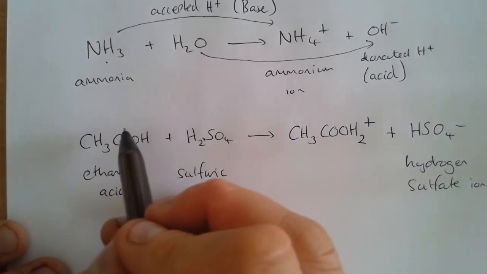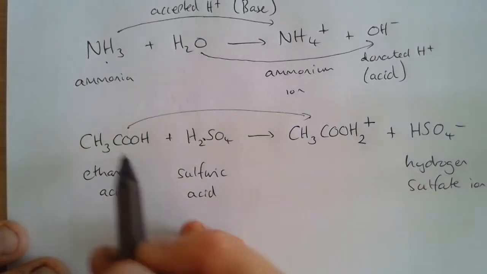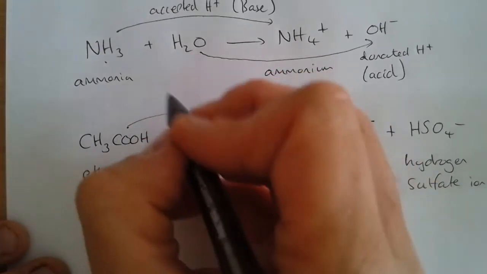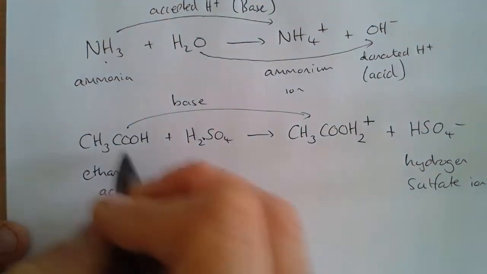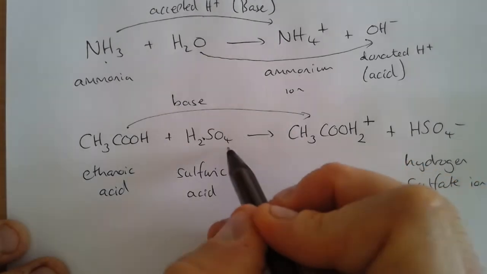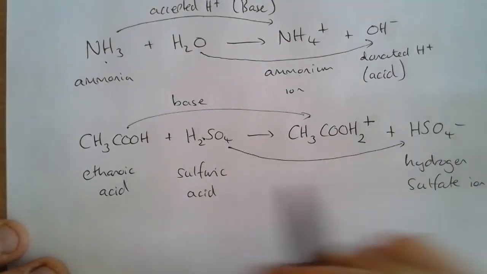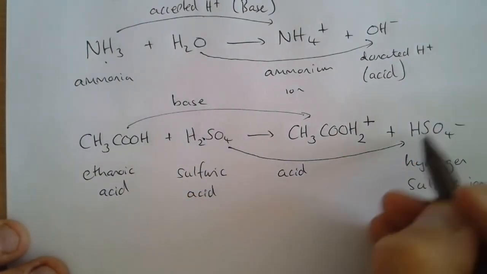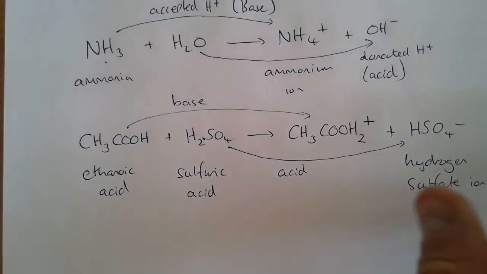So what's happened here is ethanoic acid has gained a proton. If it's gained a proton, it's acting as a base, quite unusually because it's ethanoic acid. It's called acid, but when it's reacted with concentrated sulfuric acid, it will actually act as a base. And then sulfuric acid must have acted as the acid because it has donated a proton.